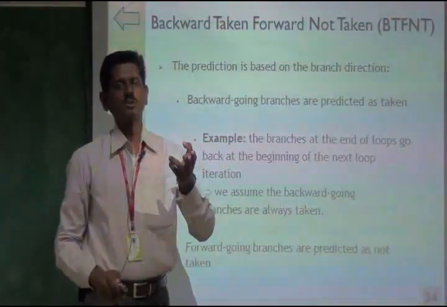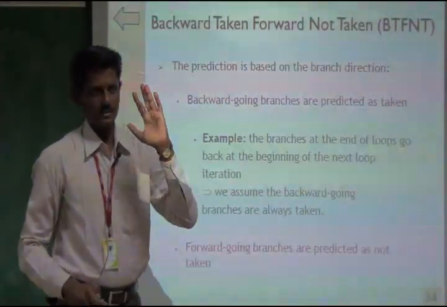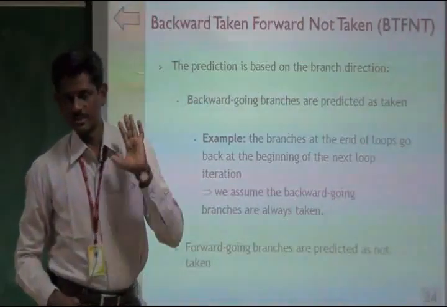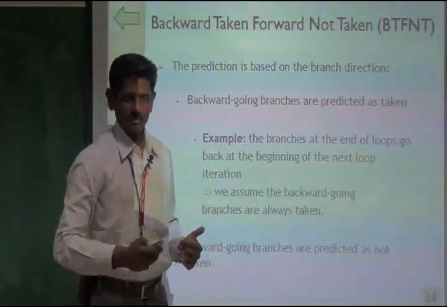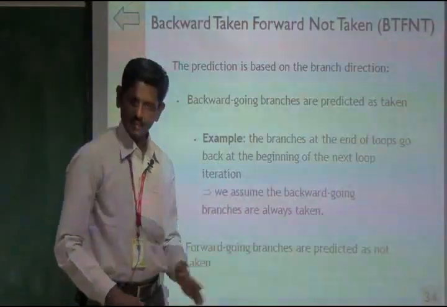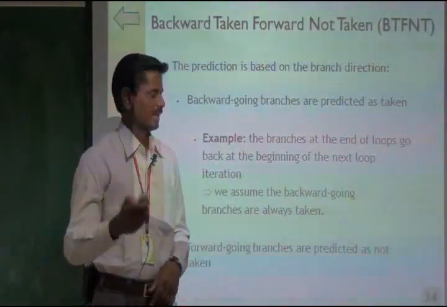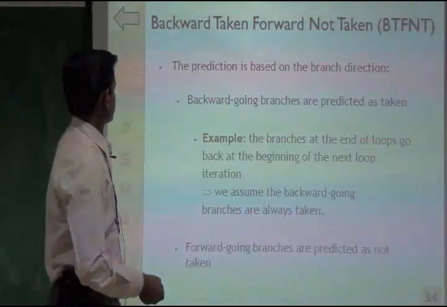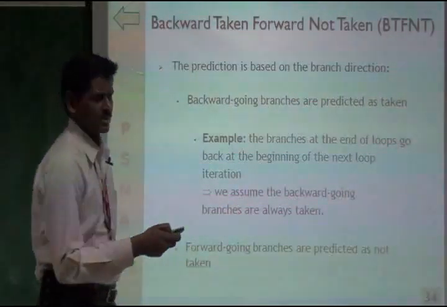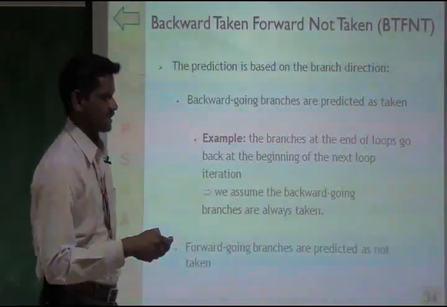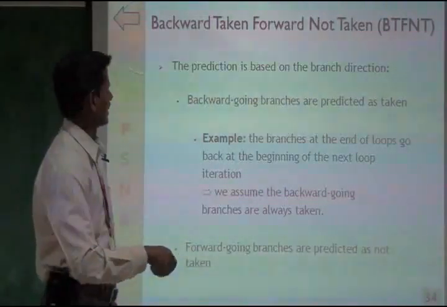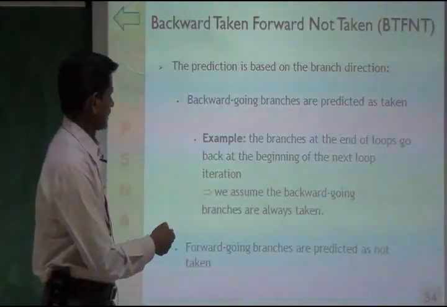If it is a backward goto, the assumption is taken. So based on that, it is going to allow the instruction, right? If it is a forward goto, the assumption is not taken. Based on that, it may allow the next instruction. So here also the accuracy may be less, but comparatively better than the previous two cases.